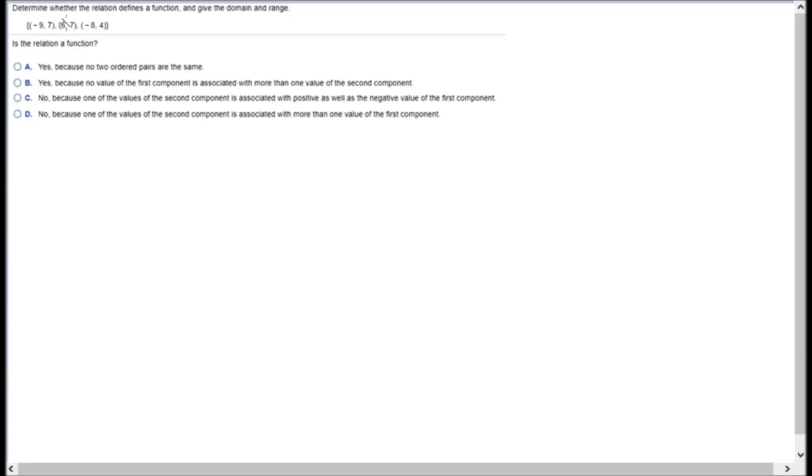Okay, for this example, it says determine whether the relation, a set of ordered pairs, defines a function. Well, we look at the x values. So let me write that over here. We have basically just the x values to consider here. The x values equal minus 9 and then minus 6. Oh, no, it's positive 6. Sorry, I didn't see, it's kind of small. So it's minus 9, then positive 6, and then minus 8.